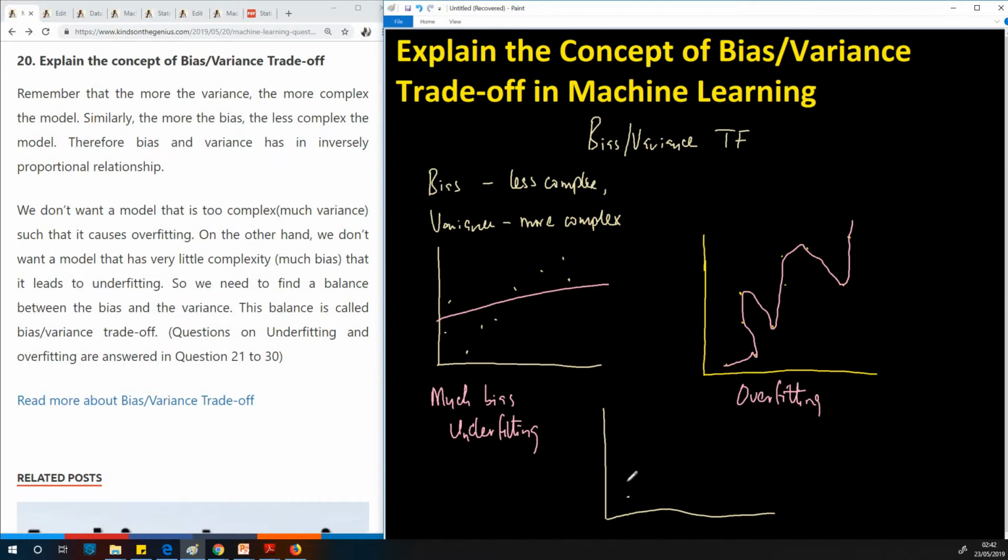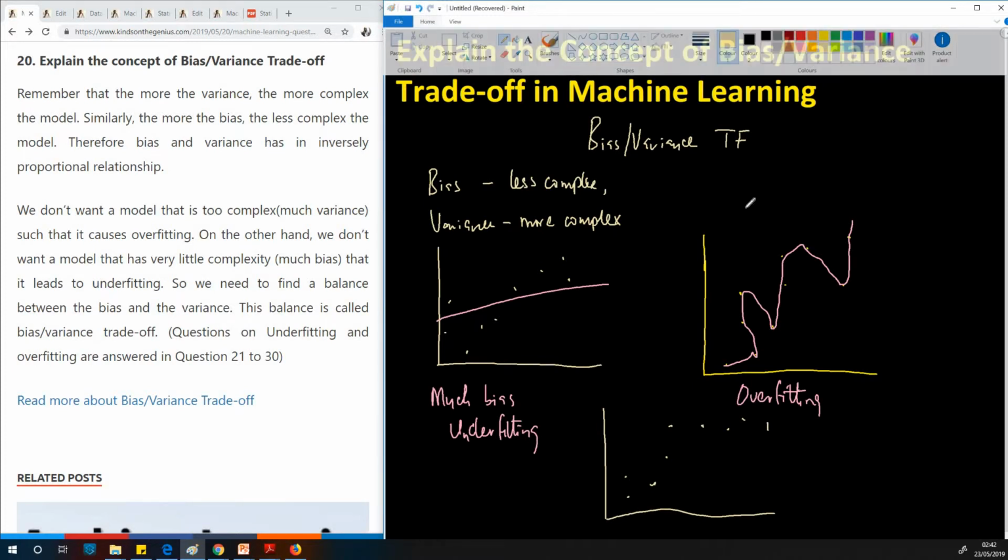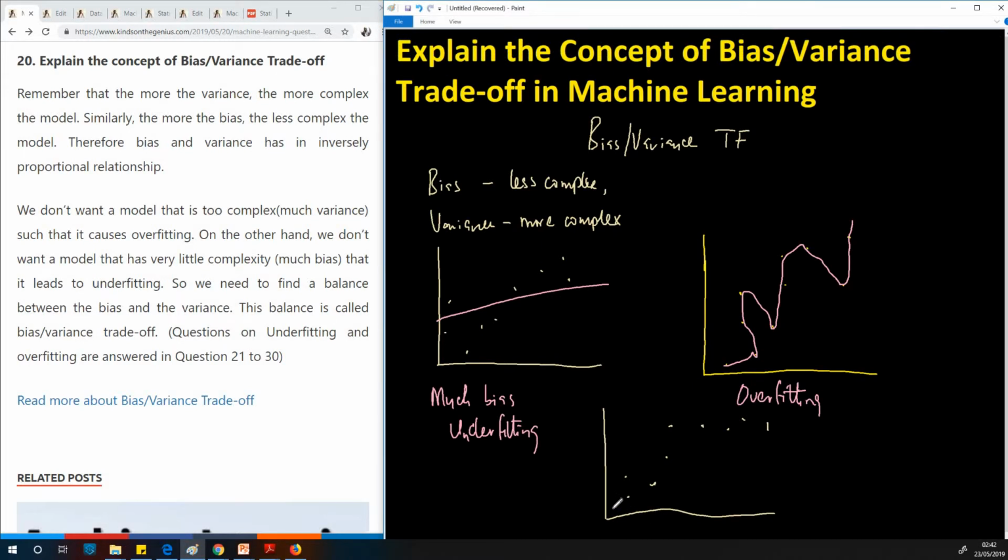So let's say we have something like this. In this case, I could fit a line through this model in this way. Good. So in this case, we have something that is close to the data set, but it's not overfitted, neither is it underfitted. So here we have a situation where the bias variance trade-off has been achieved.